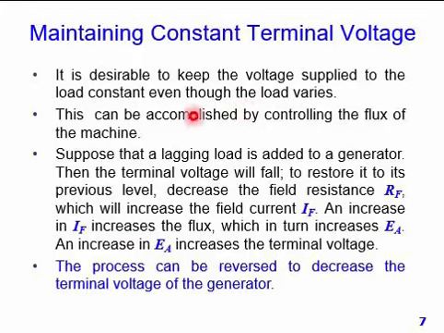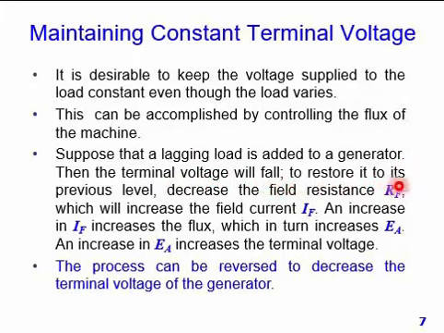This can be accomplished by controlling the flux of the machine. So if we can control the flux of the machine, we can make the supplied voltage constant according to our situation. Suppose that a lagging load is added to a generator. If a lagging load is added to a generator, then the terminal voltage will fall.